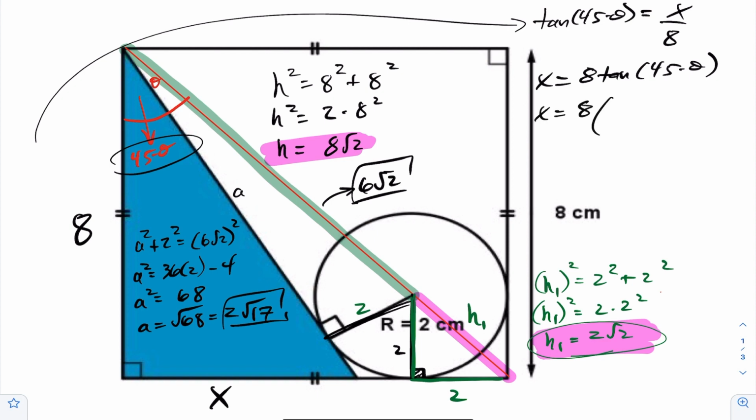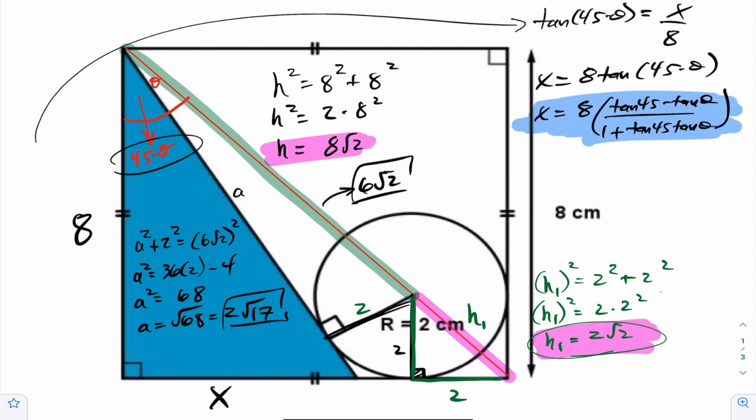And if you use your compound angle formulas, you know this will be the tan of 45 minus tan of theta over 1 plus tan 45 tan theta. So once I have this, I can multiply this by 8, divide by 2, and I can have the area of this triangle here shaded in blue.